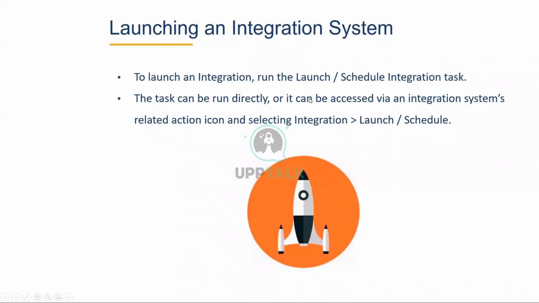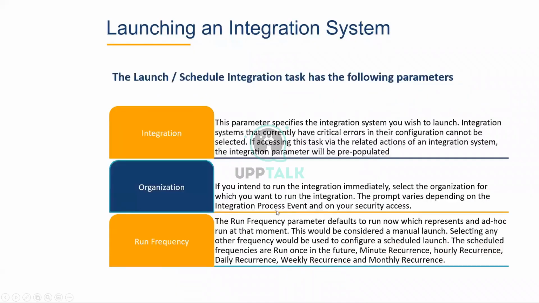We have already covered this part. But here are the features: the integration, the organization, and the run frequency. These are the parameters you get when you launch an integration. Integration: this parameter specifies the integration system you wish to launch. Integration systems that currently have critical errors in the configuration cannot be selected. If accessing the task by the related actions of an integration system, the integration parameter will be pre-populated.